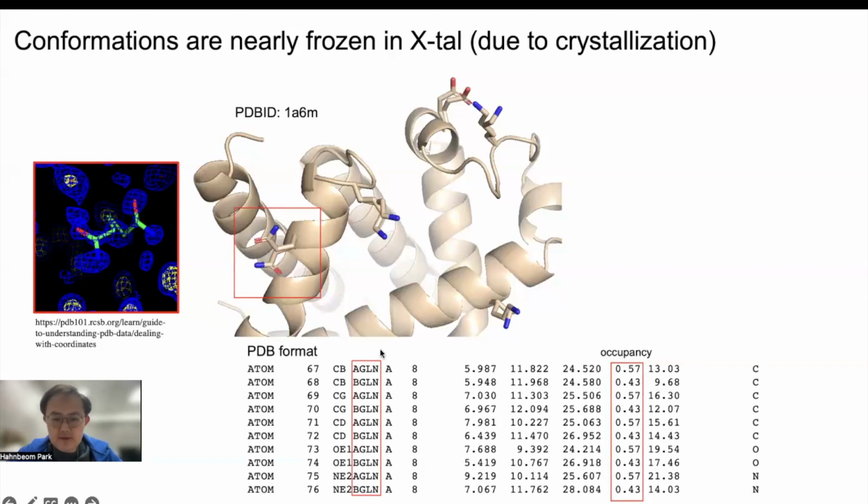So in this crystal structure, 57% has this kind of flipped asparagine here, and the other 43% has the asparagine conformation like this. That means there's some asymmetric part in the crystal structures, but that's usually the most you can get from crystal structures.